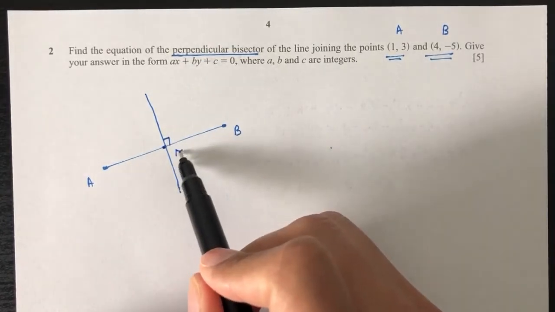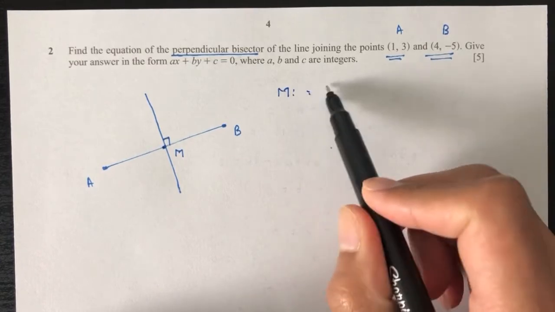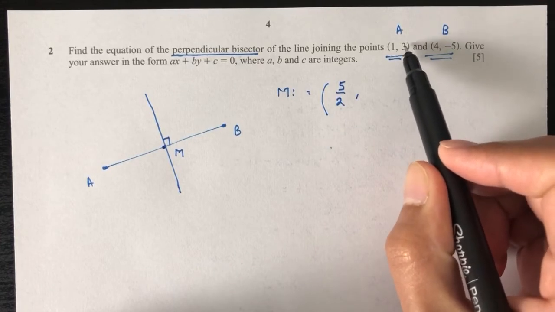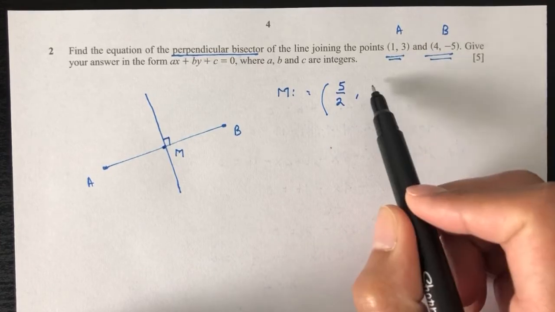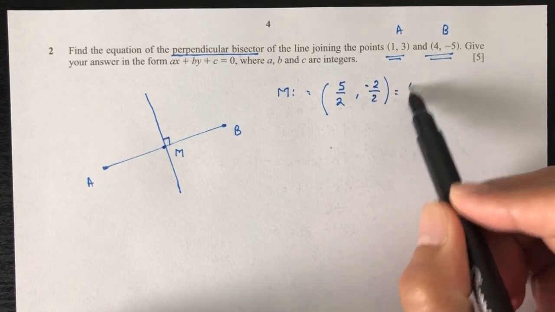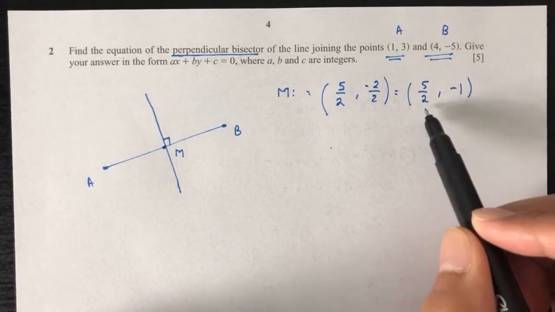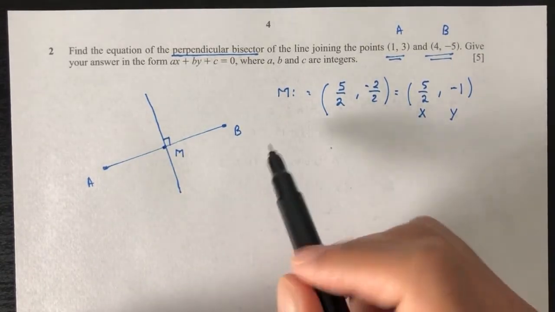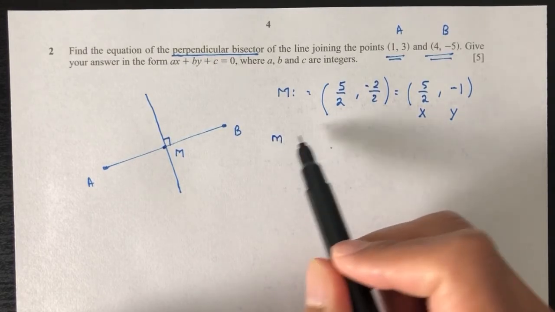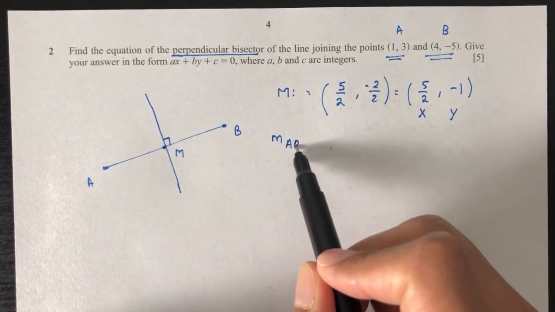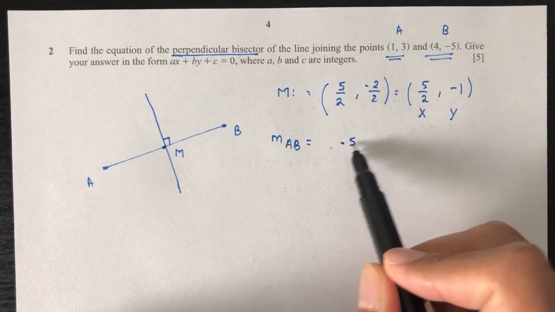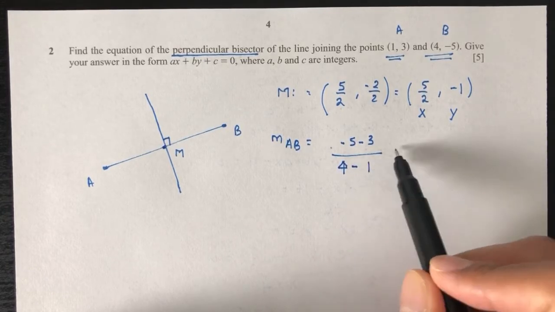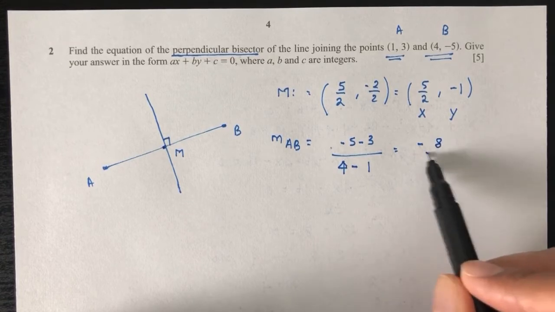First step, let's find the midpoint. Midpoint M is equal to x1 plus x2 over 2, which is 5 over 2, and y1 plus y2 over 2, which is 3 plus minus 2 over 2, that is minus 1. That is the x and y coordinate of the midpoint. Now how do you find the equation of a line? You first have to find the gradient. First we need to find the gradient of AB. That will be y2 minus y1 divided by x2 minus x1, which is minus 8 over 3.